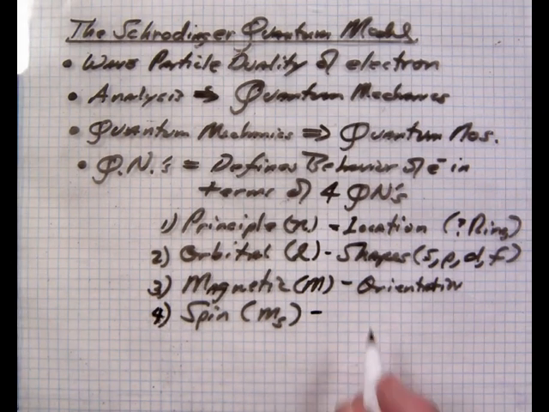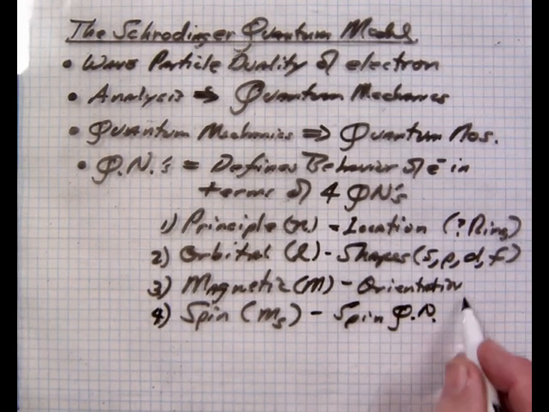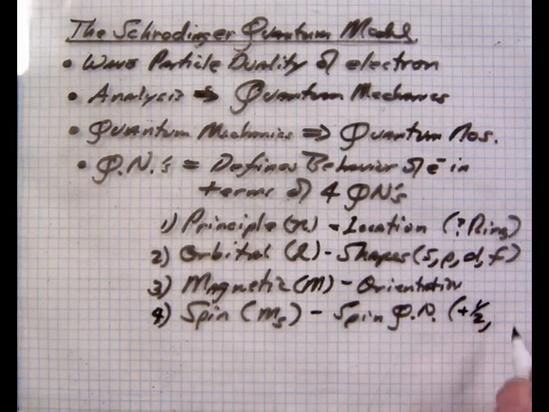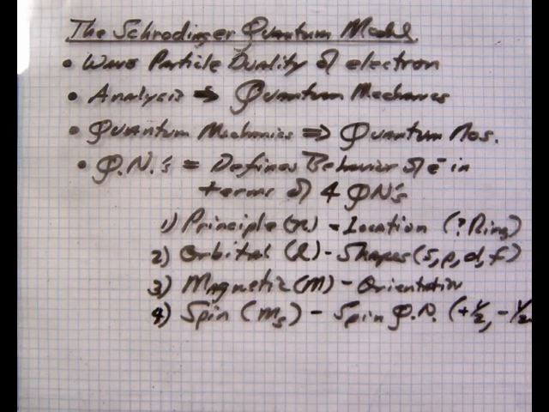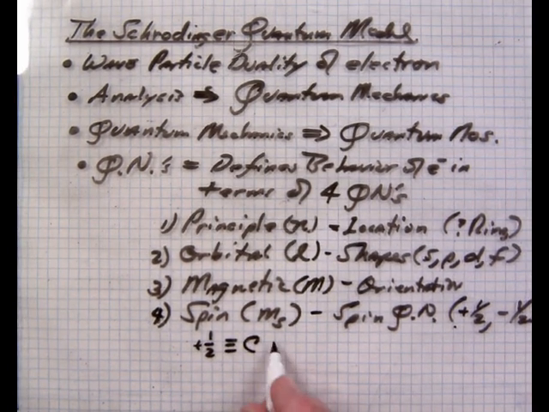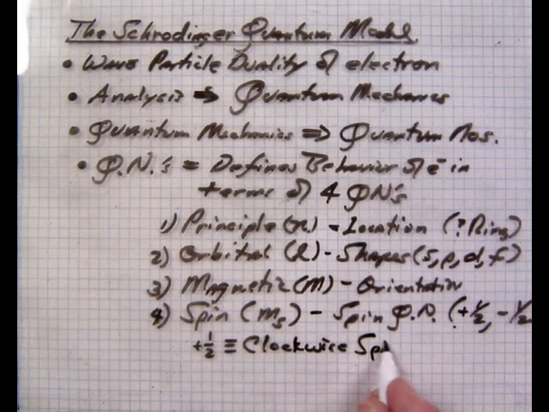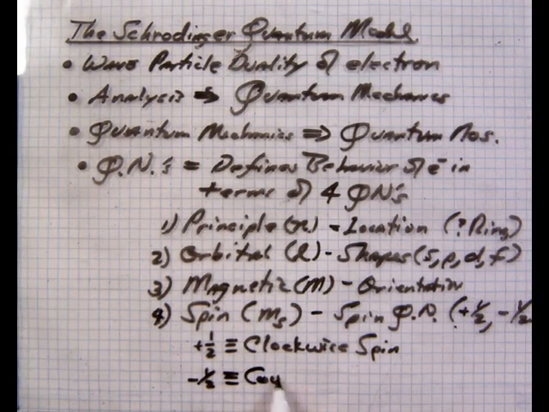Okay, and this is the last one, spin quantum numbers, and there are only 2, plus and minus. Plus 1/2 and minus 1/2 are typically the numbers assigned. The plus 1/2 defines clockwise spin, and minus 1/2 defines counterclockwise.